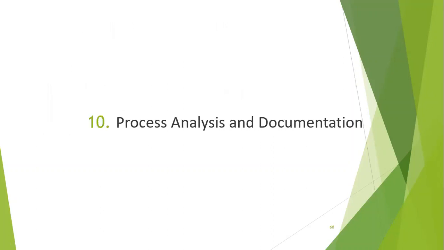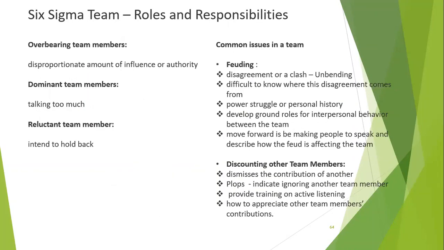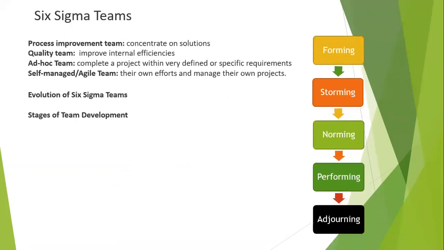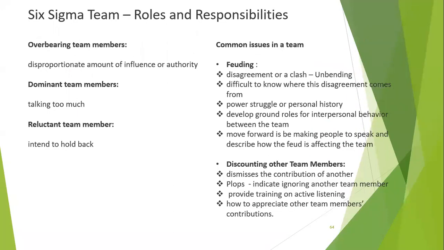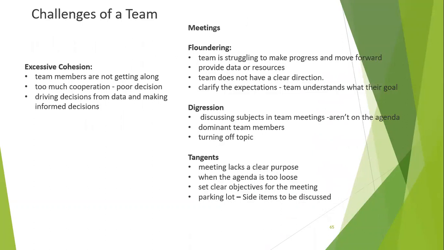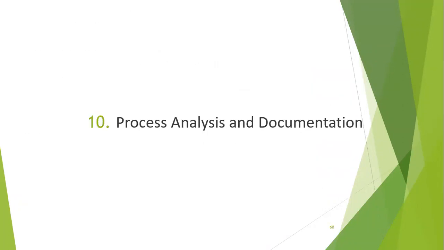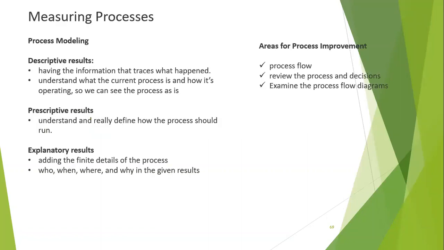Okay, we'll go to the next topic, process analysis and documentation. So any questions on this topic? So in this topic, we covered Six Sigma teams, how the team would be set up, and what the roles and responsibilities are. And here we had some challenges within the team: forwarding and discounting the other members, team cohesiveness, cohesion being a problem, floundering, digressions and tangents. These are all the issues. And we talked about the brainstorming methodologies and the communication. Okay, we'll move on to the next one, process analysis and documentation.